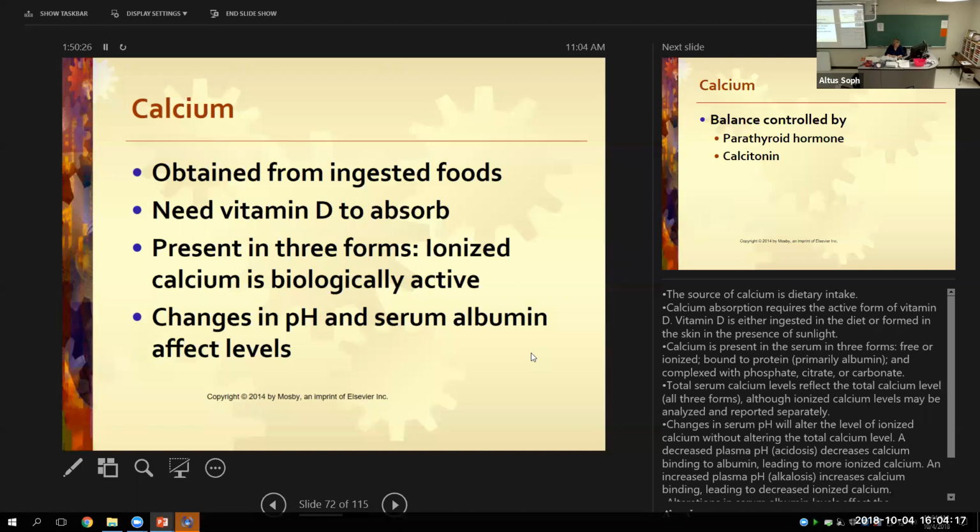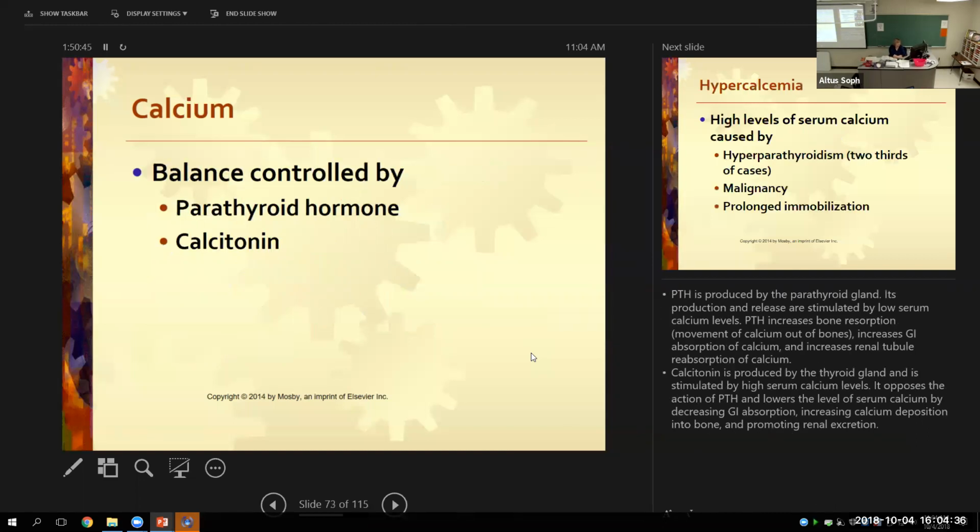Okay. There are different types of calcium biologically. Ionized calcium is biologically active. We're not going to get into that right now. Just keep in mind changes in the pH and the serum albumin do affect the level of calcium. That's a long discussion, we'll talk about that a different day. It's balanced in part by the parathyroid hormone and calcitonin. Okay, those are hormones. Parathyroid hormone does come from the parathyroid gland.